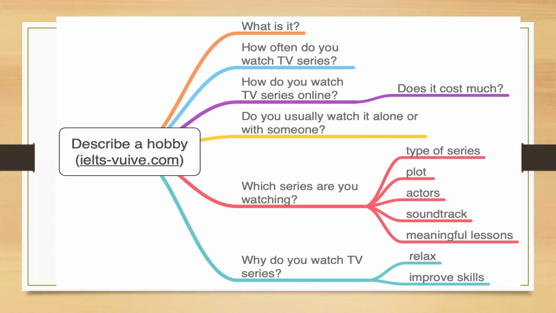Describe a hobby. Okay, so mind map. If your hobby is watching movies, which series are you watching? Type of series, plot, actors, soundtrack, meaningful lessons, and so on and so forth. Okay.